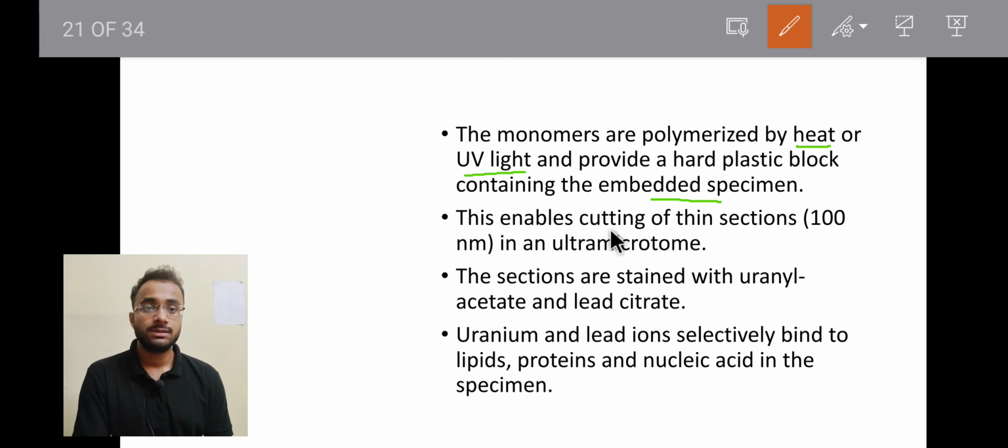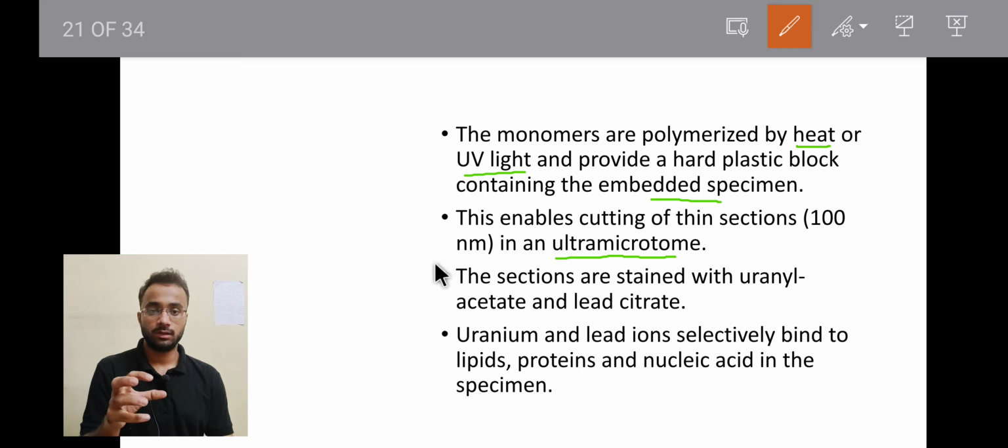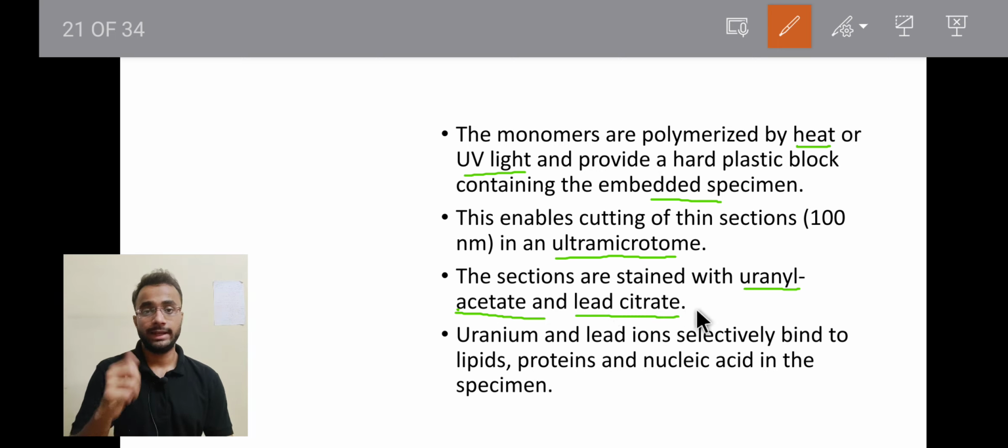This enables the cutting of a thin section, almost 100 nanometers, in an ultramicrotome. Once it solidifies, we can cut it with the help of the ultramicrotome. The sections are stained with uranyl acetate. These two stains are very important, uranyl acetate and lead citrate. We use these two stains for our electron microscope.